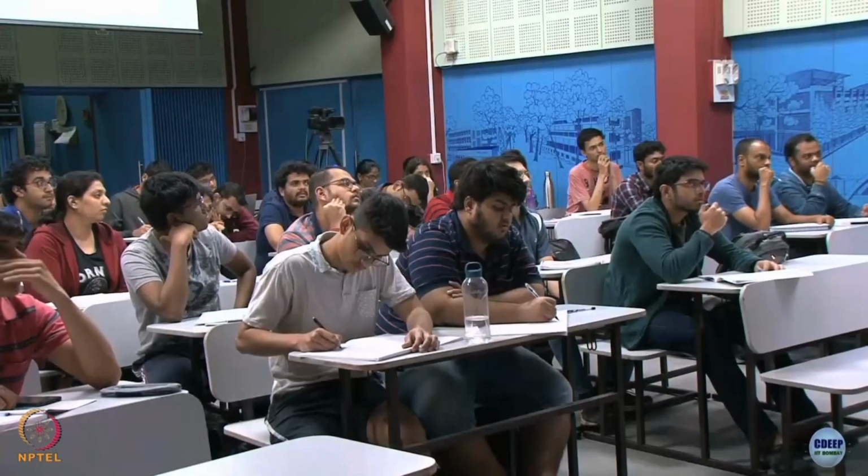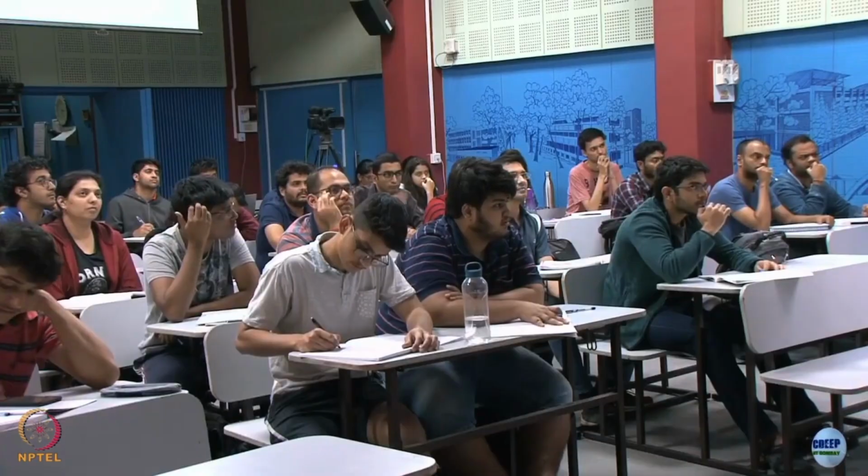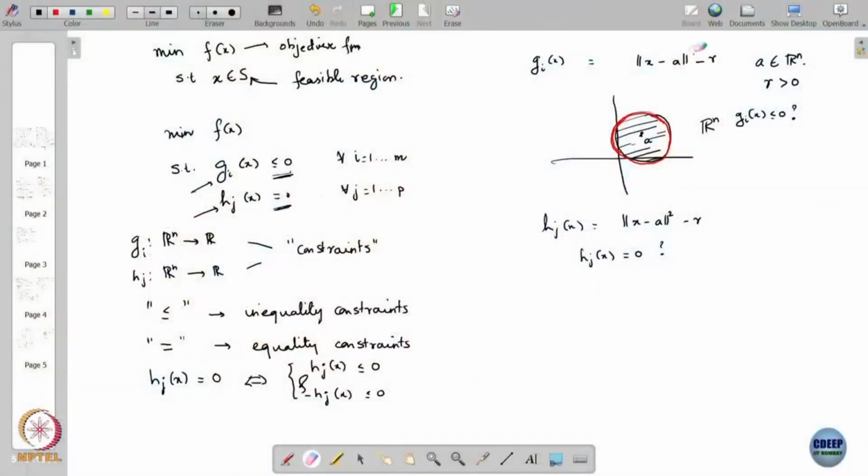Yes, it does not matter. This will be a ball of radius, I guess, square root of r. My mistake. Let me just get rid of the square.